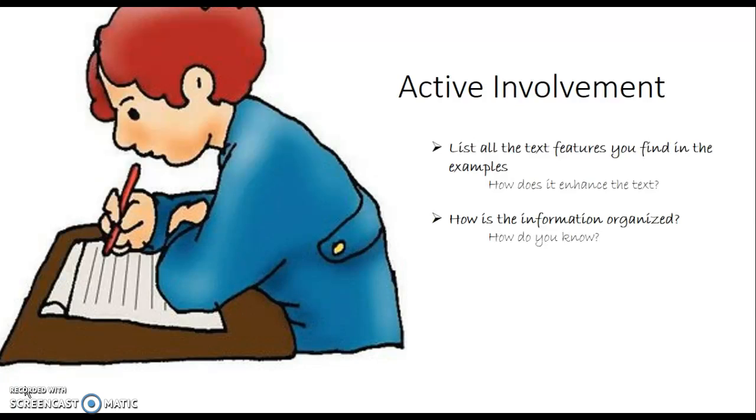Also, see if you can figure out how it is organized. Is it cause and effect? Is it sequential? Is it descriptive? And as you are listing these things out, ask yourself, how does the text feature enhance the text? How does the way the information is organized help you know and understand what is being presented? How do you know the way in which it's organized? And see if you can figure out possible text features used and also how that information is organized.